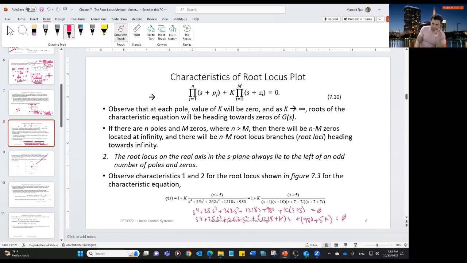Now if you change the value of k each time, starting at 0, at 0 those are the poles of this characteristic equation right here: -1, -10, -7 plus 7j, and -7 minus 7j. So those are the 4 poles of G(s). And when k hits infinity, then you'll have the zeros of G(s). So the first step is you go ahead and plot those things: what are the poles of G(s) and the zeros of G(s)? Those are your initial points.